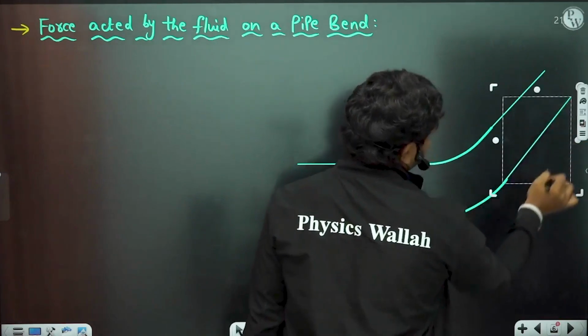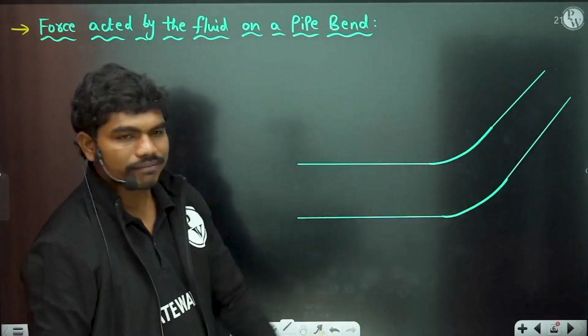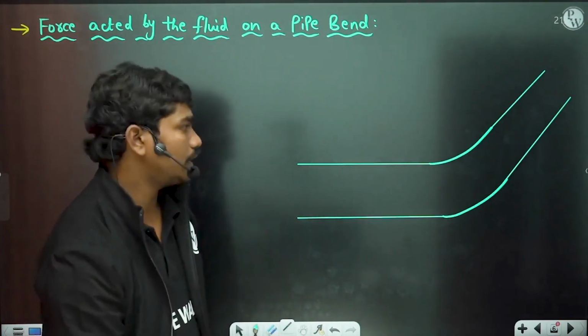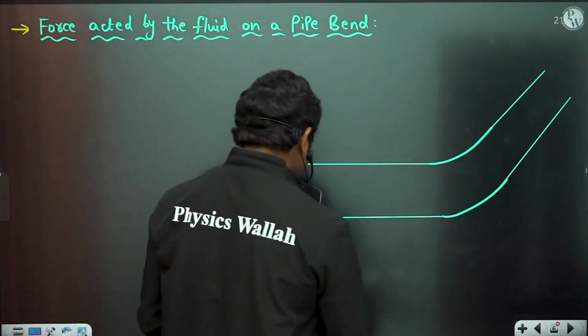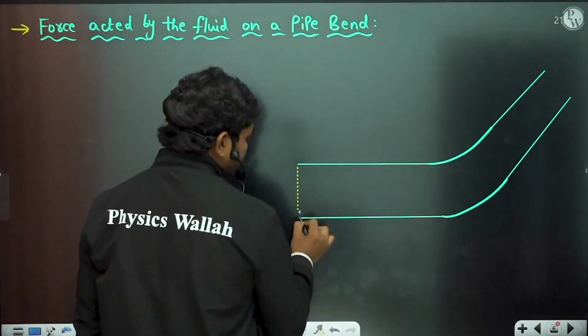So let us suppose this is the case. For example, there is some pipe bend that you have. Normally in homes you see pipes will be bent at some locations if there is no straight path available. Then let us suppose in this there is some fluid flow. Now your control volume is to understand what's happening in this volume.